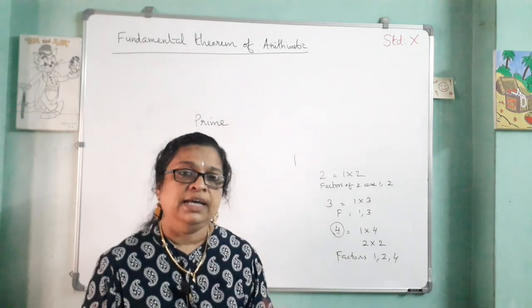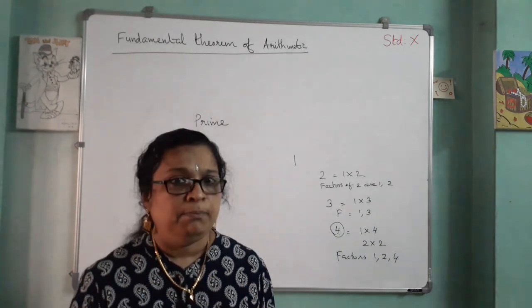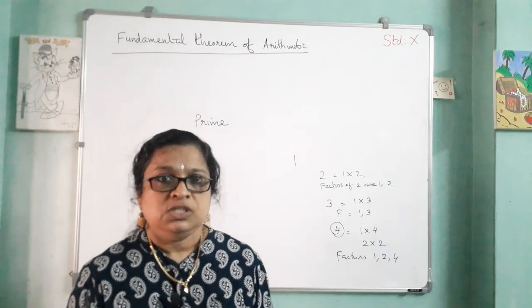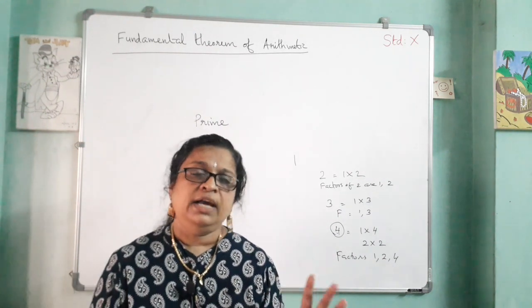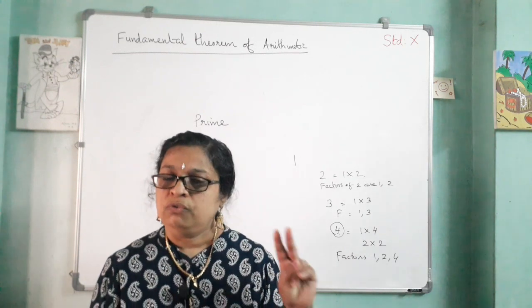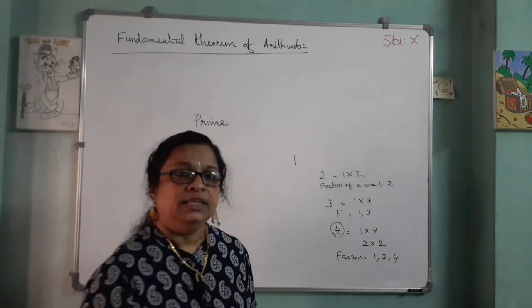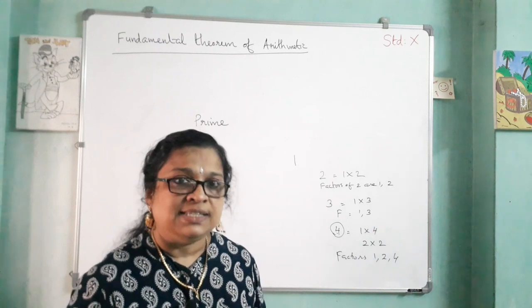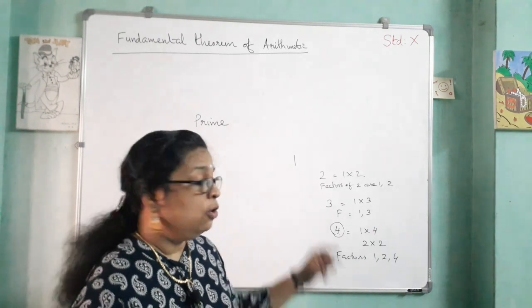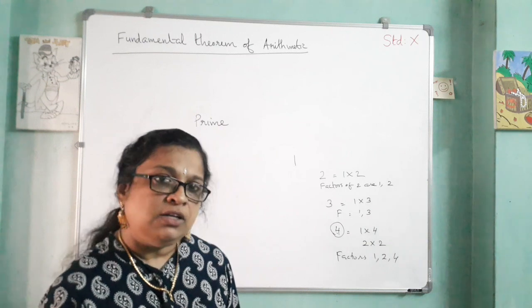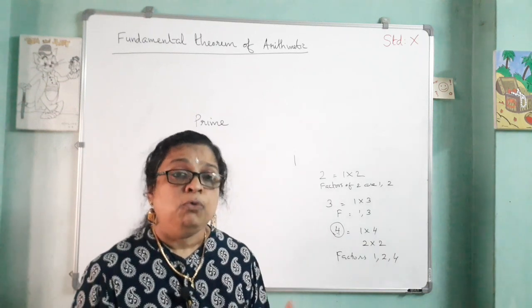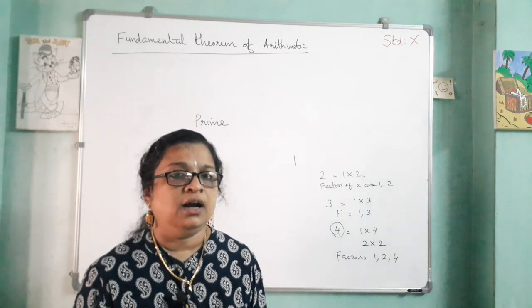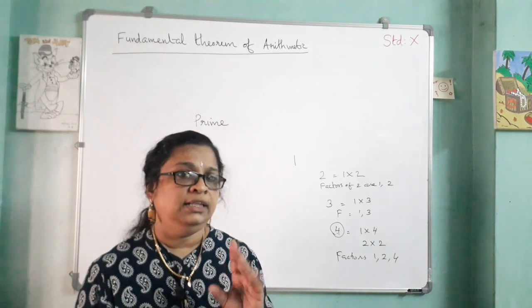But 2 is even, and except 2 all other even numbers are composite. All even numbers are multiples of 2, so 2 is a factor of that number. 1 and the number itself are also factors. So more than two factors are there for every even number except 2. So all the even numbers except 2 are composite numbers. 2 is the only even prime number. That also you know. A number which has more than two factors is called a composite number, and a number which has only two factors is called a prime number. Those two factors are 1 and the number itself.